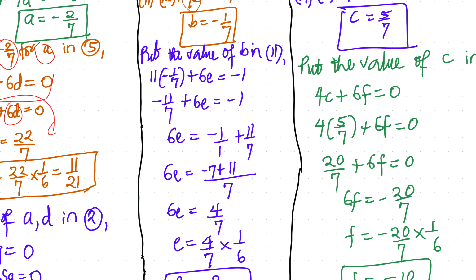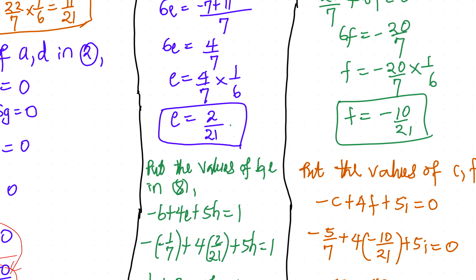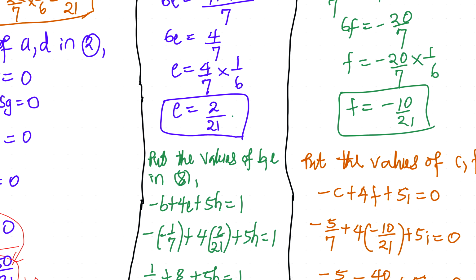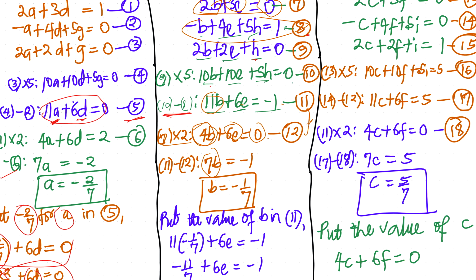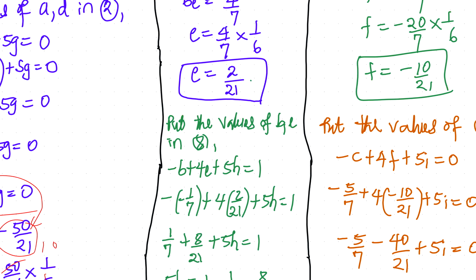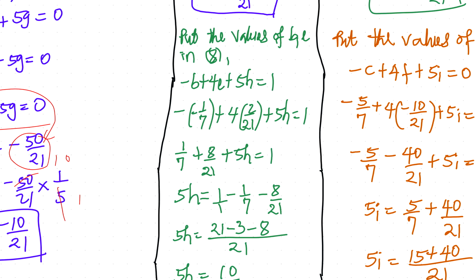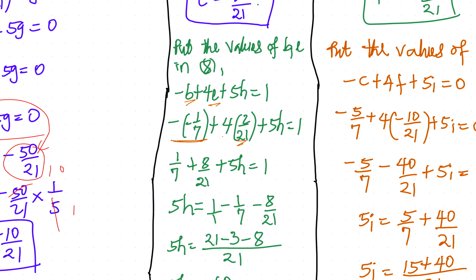So the next thing we are doing is to put the values of b and e in equation 8. Remember, equation 8 is minus b plus 4e plus 5h equals 1, because we are now looking for h. So b is minus 1 over 7, that's why you have minus 1 over 7. 4e is 8 over 21, which we just got now. And then we are looking for h. So this is 1 over 7 because of the double minus.